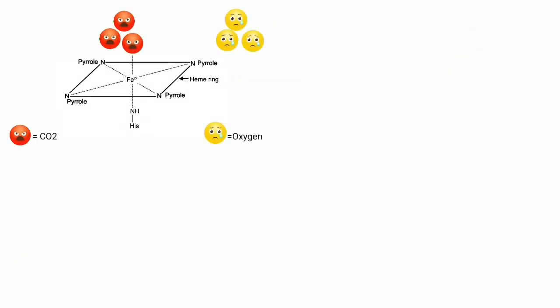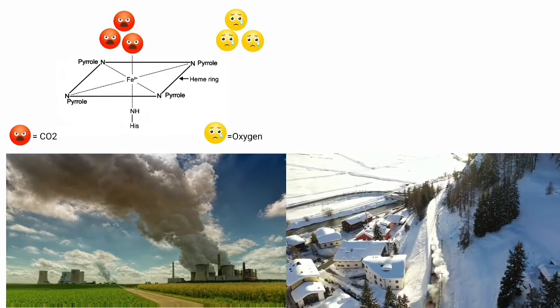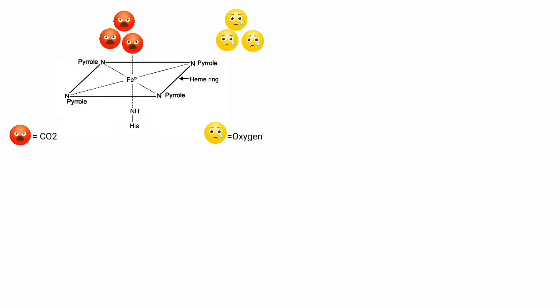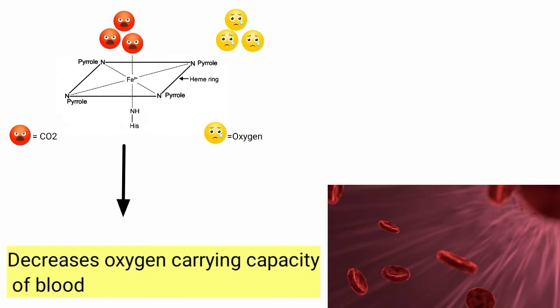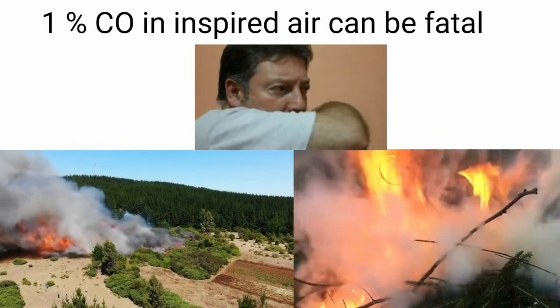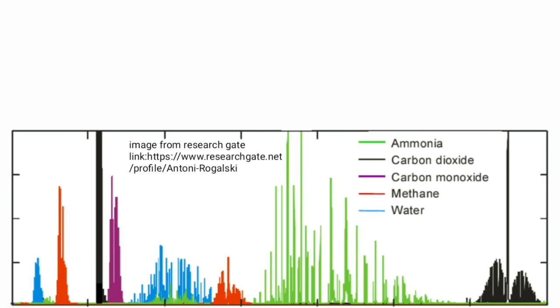As a result of its high affinity, even small quantities of carbon monoxide in the inspired air cause the formation of relatively large amounts of carboxyhemoglobin. Formation of carboxyhemoglobin reduces the oxygen carrying capacity of blood. Even as little as 1% carbon monoxide in inspired air can be fatal in minutes. Carboxyhemoglobin shows characteristic absorption spectra at 572 nanometers.